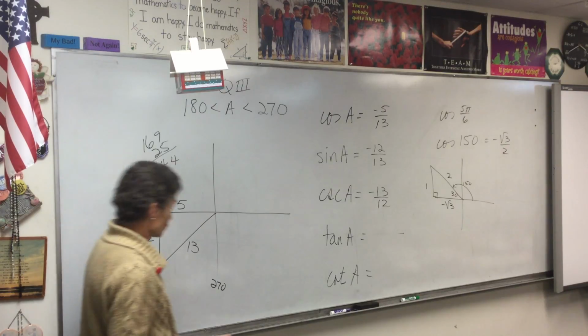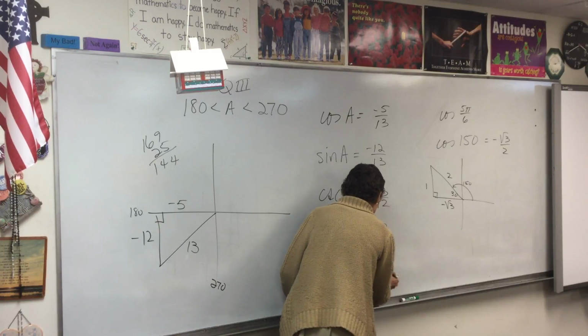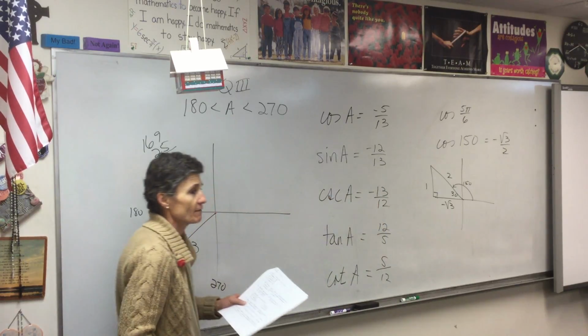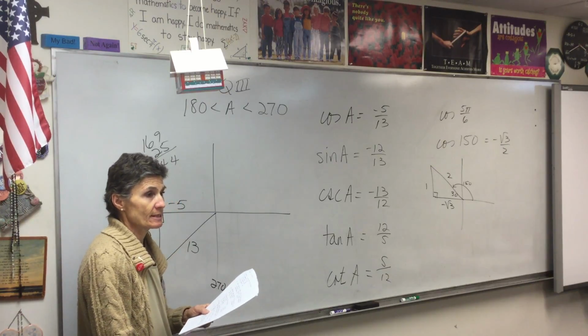That'd be 12 over 5. 12/5. Negatives cancel, right? So it'd be 12/5. So your cotangent is 5/12. Easy, easy, easy.